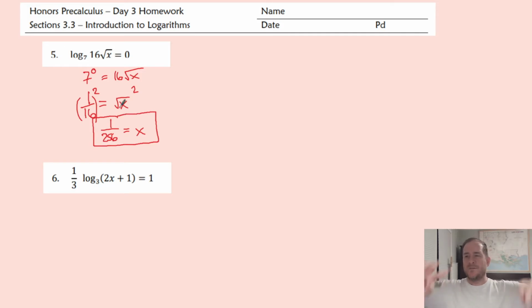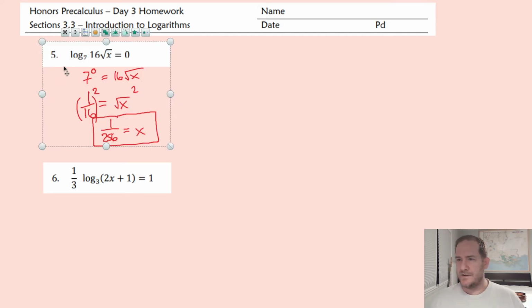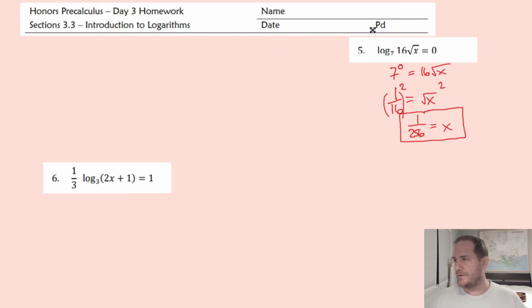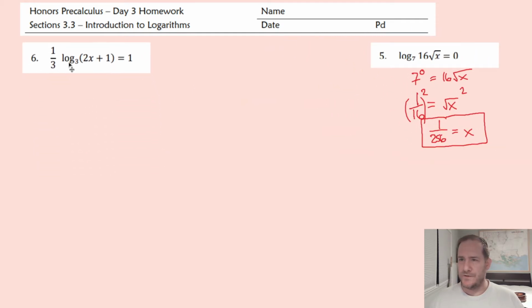I don't think I'm worried about extraneous solutions. I don't think I'm worried about anything here. No, we're good. That's it. So let's do 6. Again, assuming I need more room. I'll just throw that over there. And we'll do this one.